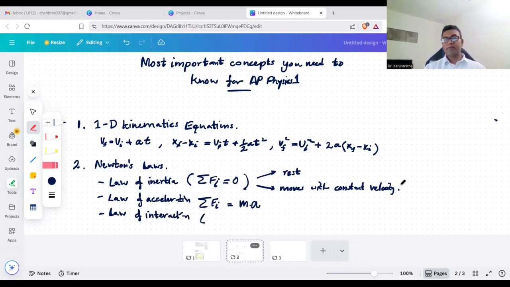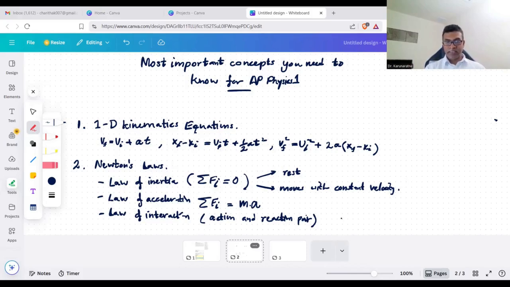Okay. In other words, for every action force, there's an equal and opposite reaction force acting on a different object. Action and reaction pair. I'll just write that. So that means for every action force, there's an equal and opposite reaction force acting on another object.